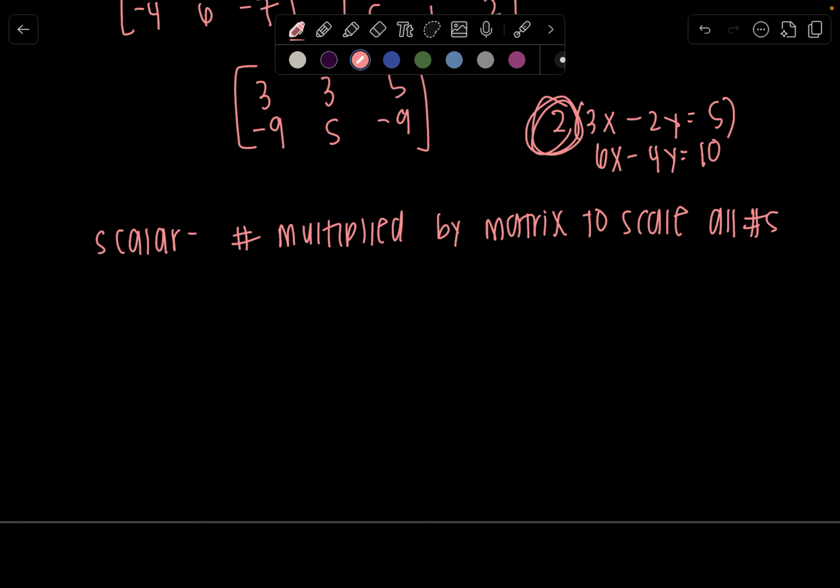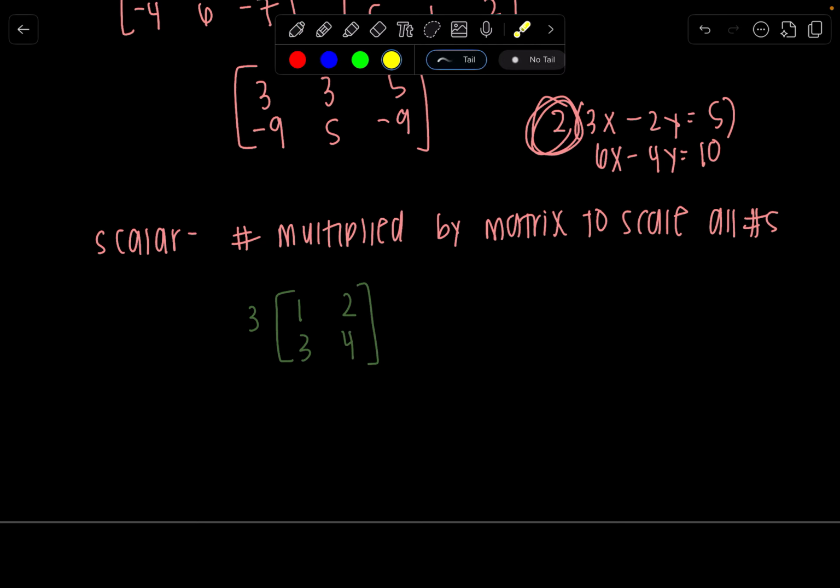This right here, that 2, that is considered a scalar. It's what you're using to multiply the whole thing by, or to scale the whole thing. So we scaled that equation, 3x minus 2y is equal to 5 by 2. So again, that scalar factor was 2. So we can also scale matrices. What that looks like if we scale matrices is you would have a number right outside.